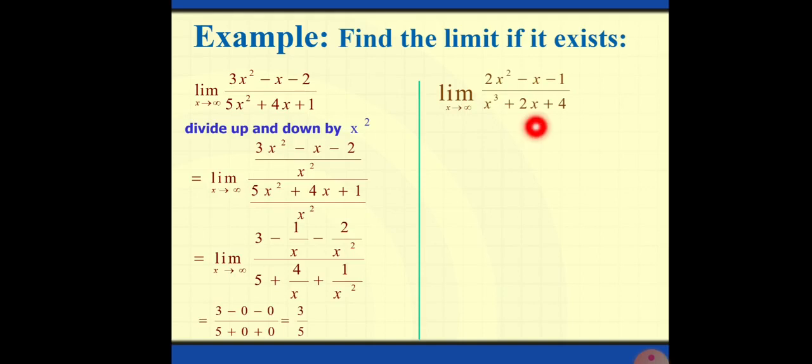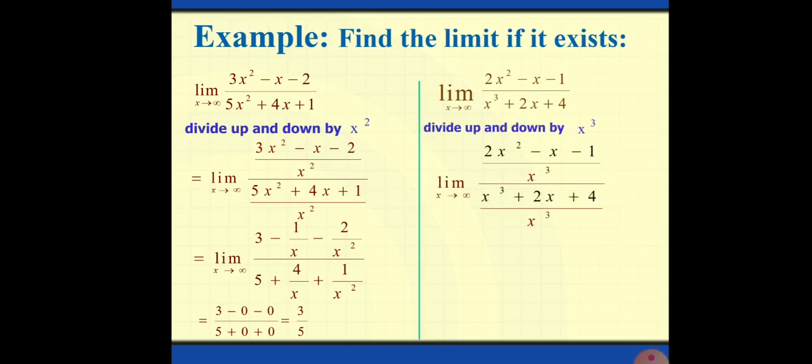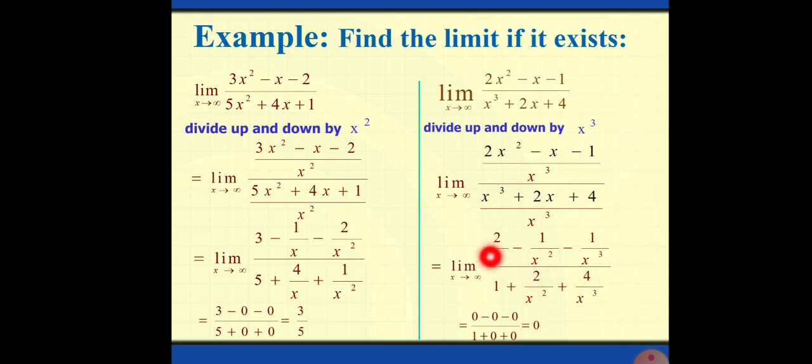Another example here. Again, we have to divide by x with the greatest power in the denominator. So we have to divide by x to the power 3. And after simplification, we can find that the final result equals 0, because the limit of 1 over x squared, the limit of 1 over x to the power 3, the limit of 2 over x squared, the limit of 4 over x to the power 3 when x approaches infinity equals 0. And the limit of 2 over x again equals 0, so the final answer equals 0.